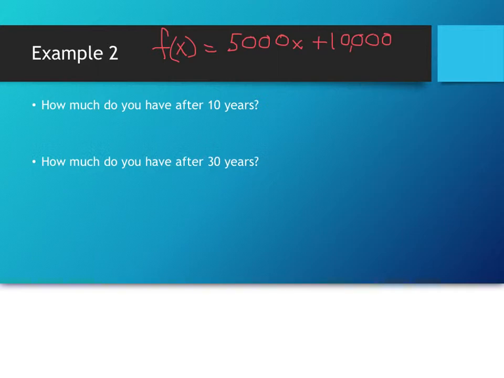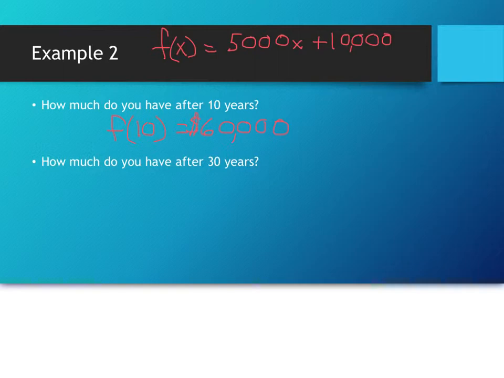All right, so hopefully you've done that. Basically, I'm going to skip to the chase. If you put in 10 years, that's your X. Then you're taking 5,000 times 10 plus 10,000. You get out 60,000. So after 10 years, you'd have 60,000. And this was in dollars. We were taking $5,000 each year, and we're adding to 10,000. So that's what you're doing.